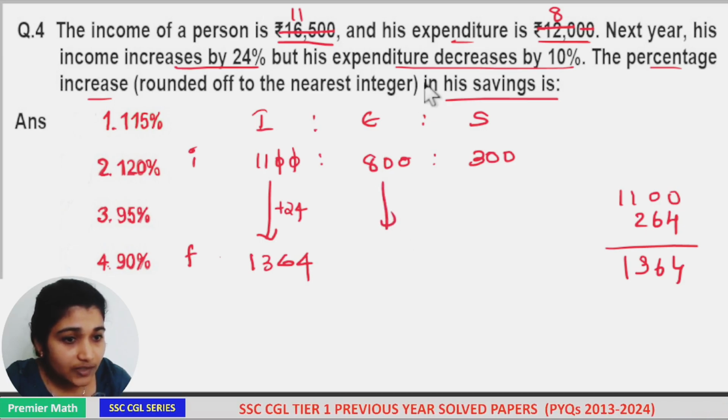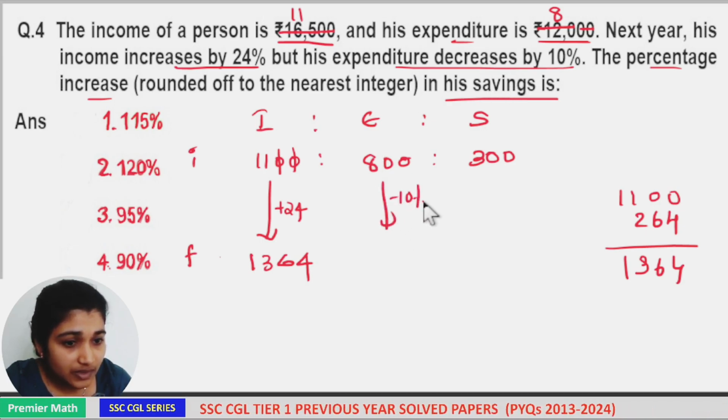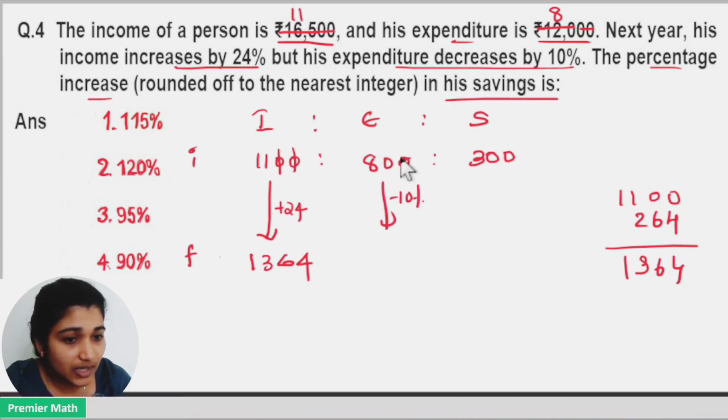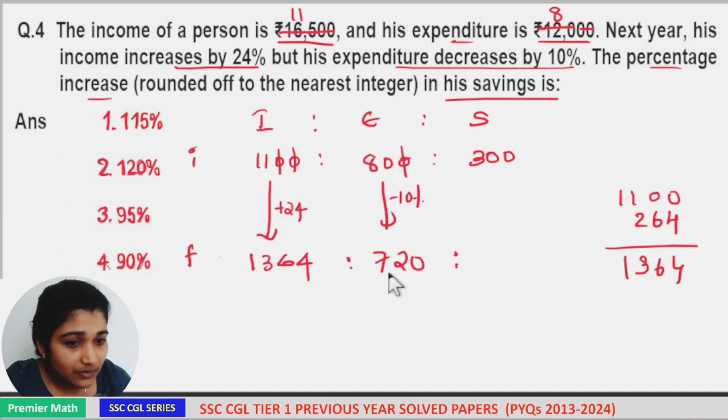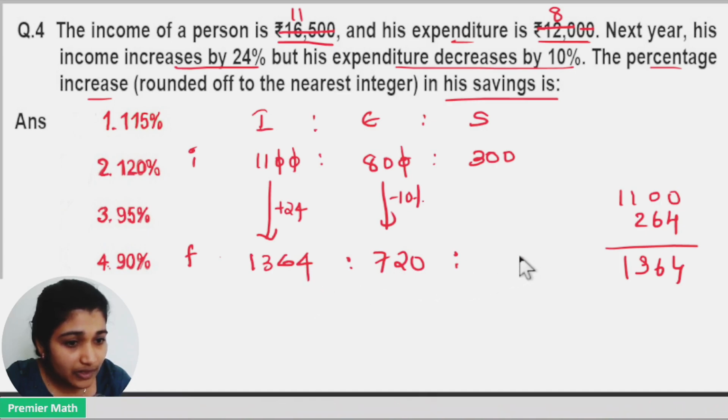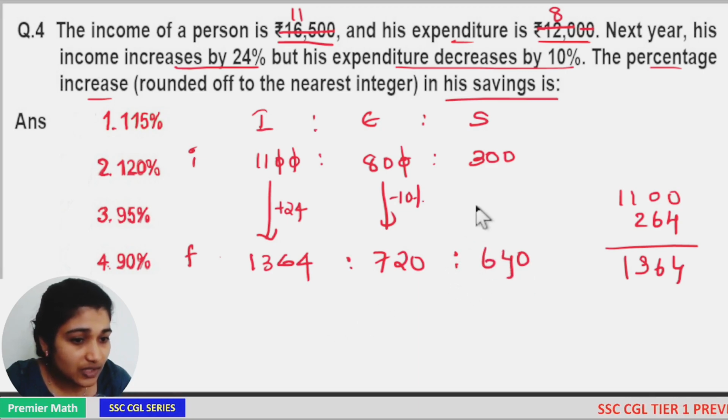Now expenditure decreases by 10%. So 10% decrement from this 800 means 10% is equal to 80. Then 800 minus 80 is 720, the final expenditure. Then final savings become 1364 minus 720. 4 minus 0 is 4. 6 minus 2, 4. 13 minus 7 is equal to 6. So 644 is the final savings.